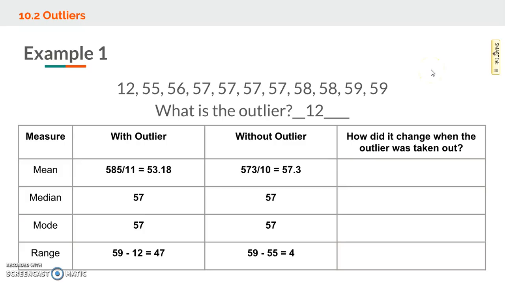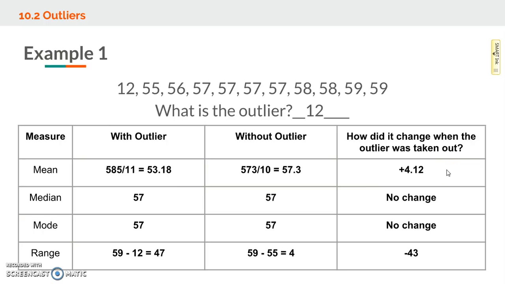All right, to complete the last column then, we are going to describe or tell how much did it go up, how much did it go down, or did it stay the same? So how did it change when the outlier was taken out? So here we have our mean. We went from 53.18 to 57.3. So it got higher, right? We subtract 57.3 minus 53.18 for a positive 4.12 change.